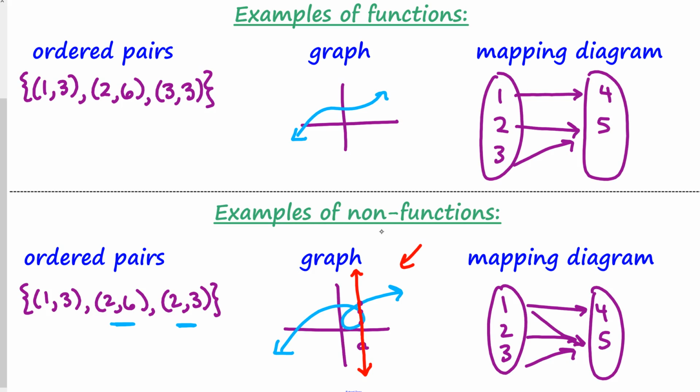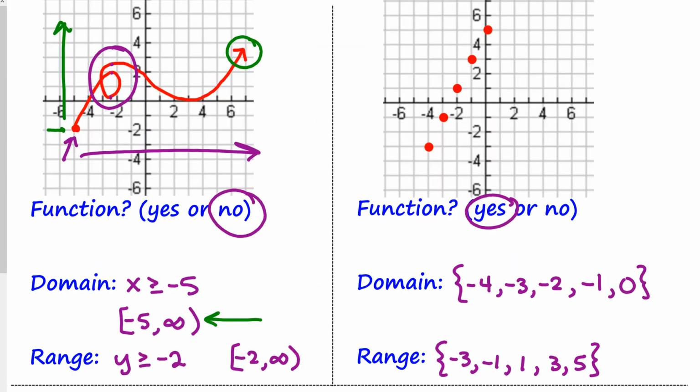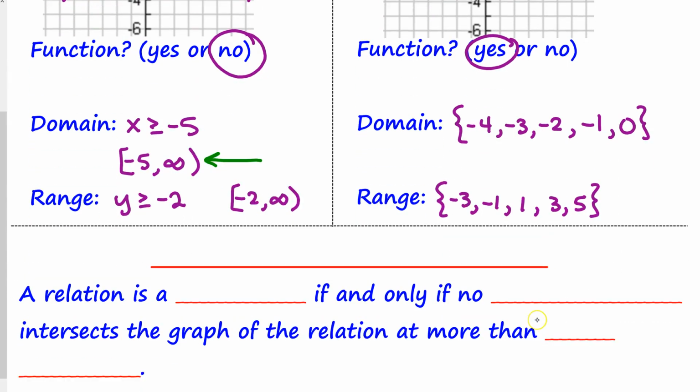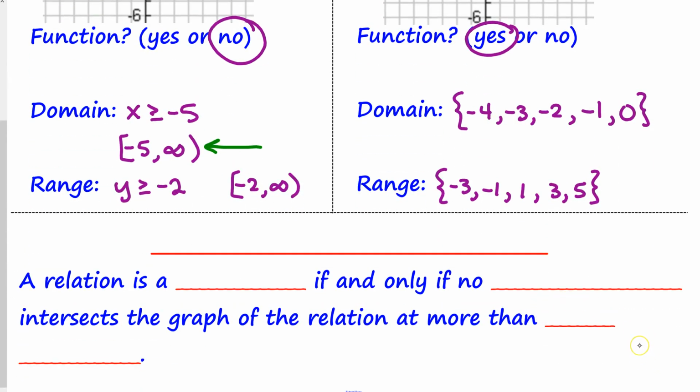So if it's a function and you can draw a vertical line anywhere, it's only going to pass through the graph at most once. If it's not a function, then there's at least one place where a vertical line would pass through the graph more than once. So then to fill in the blanks, what do we call this test to determine if we have a function or not? We call it the vertical line test.